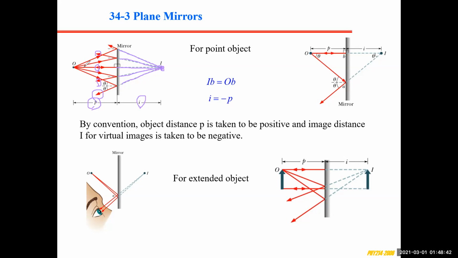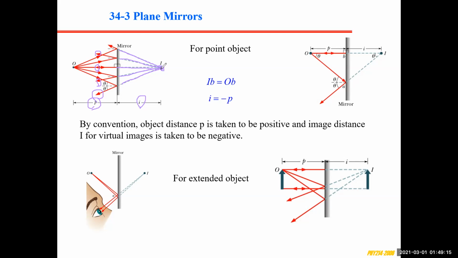By convention, the object distance is placed to the left of the object. So P in front of a lens or mirror is considered positive. There might be situations where the object is actually behind the lens or mirror, then that will be considered negative. If it's in front, that's positive. Behind, that's negative. Now for the image, if the image is behind a mirror, then that is not real. It's what we call virtual, and the sign is negative.